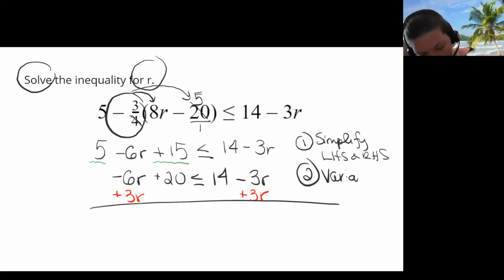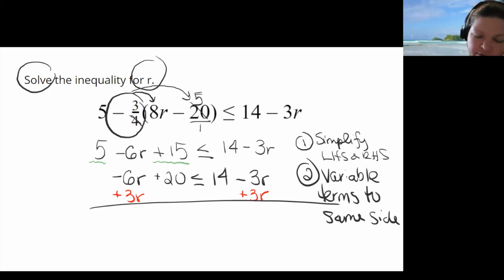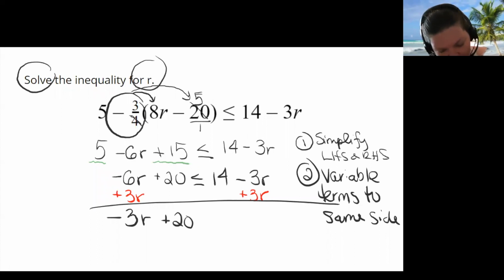Beautiful. Next step after we simplify should be to get the variable terms to the same side. Cool. Let's see what my new inequality will be here. Negative 6r plus 3r. Again, you can use your calculator to deal with the negatives, but you need to know that negative 6 plus 3 is negative 3. It's like I owe you $6, I give you 3, I start paying down my debt. Now, I haven't done anything to the 20, and that's going to be less than or equal to the 14.